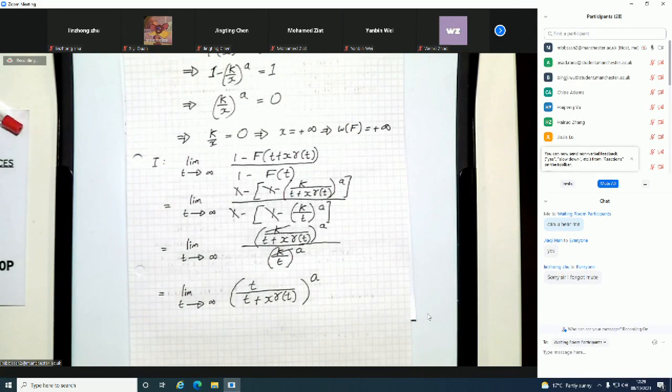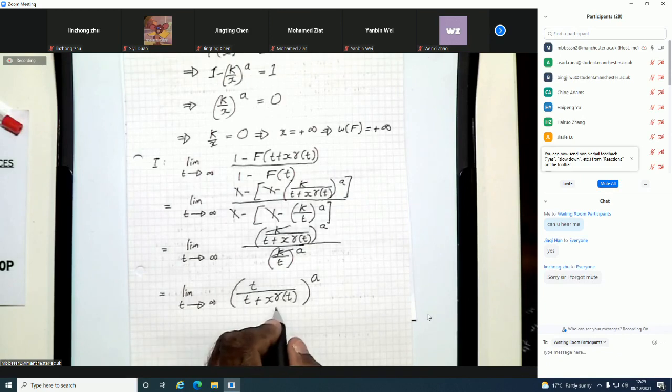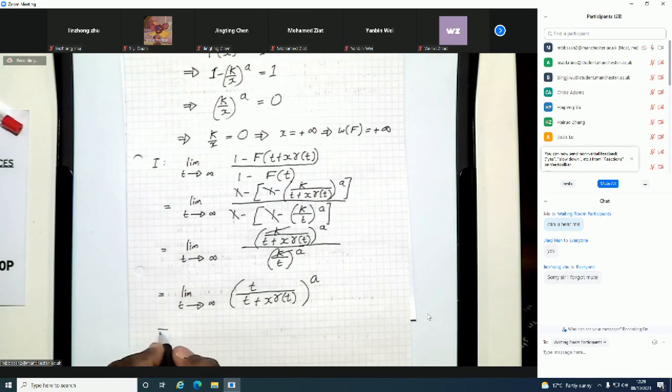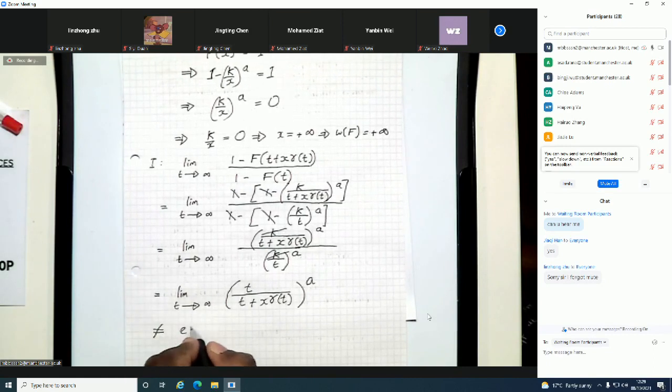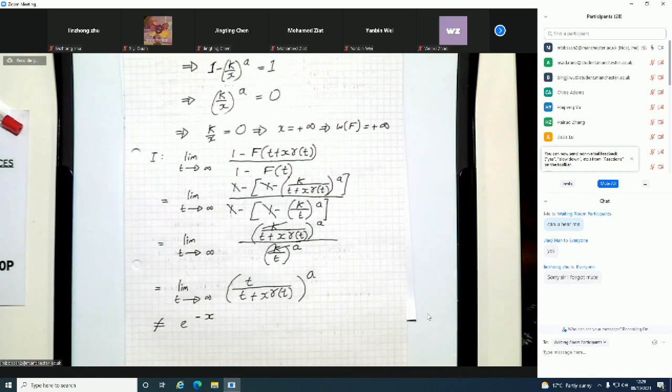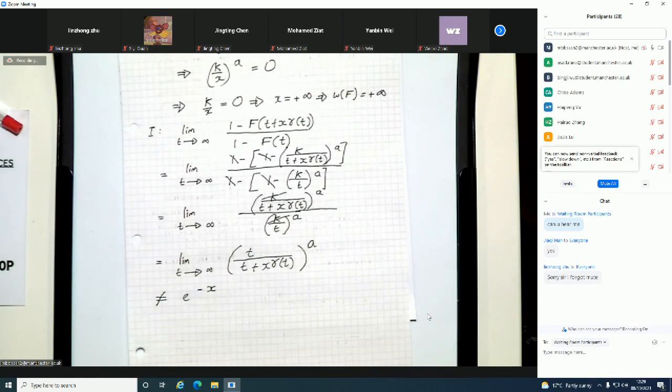Okay, now the question is, for condition 1 to hold, this must be equal to e to the minus x, right? Do you think it can be equal to e to the minus x? No, there's no chance. It doesn't matter what you choose gamma or t to be, there's only one x here in the bottom. So there's no chance this is going to be equal to that. So that means the f cannot belong to the Gumbel domain of attraction.